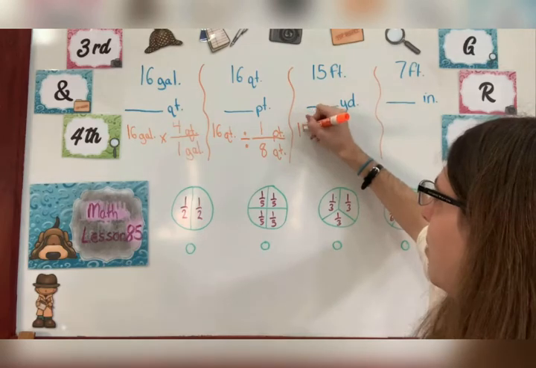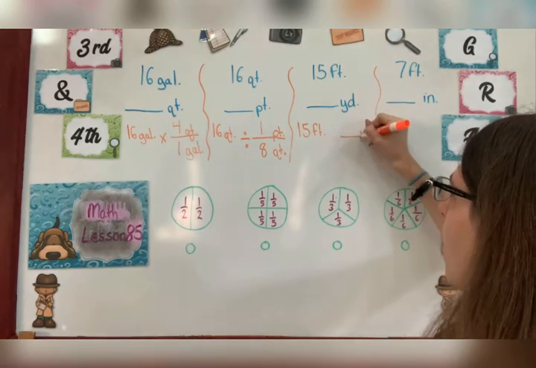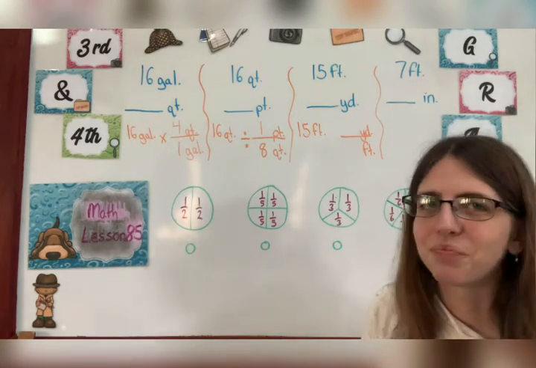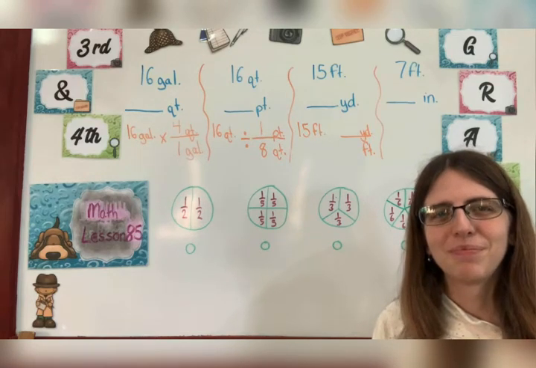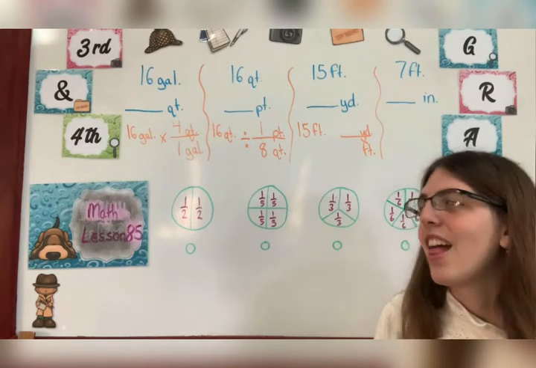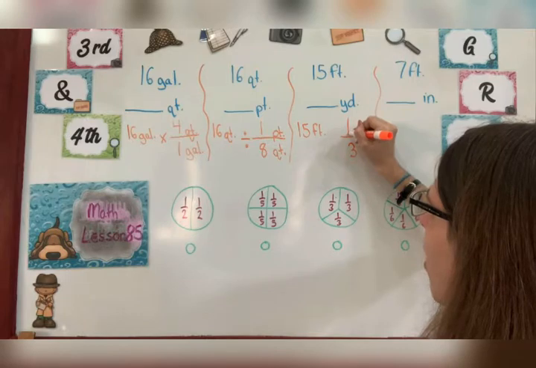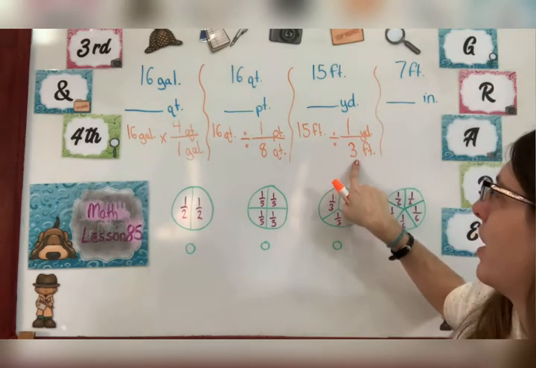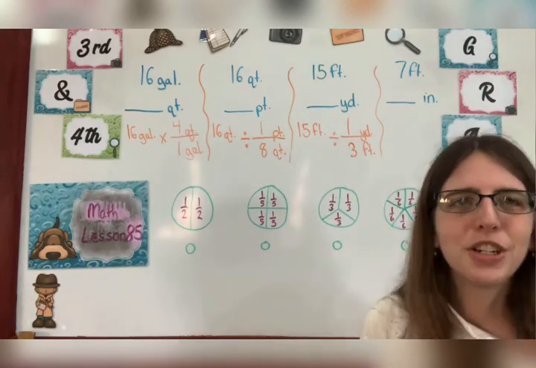Okay, now I'm going to change from 15 feet to yards. So set up your problem. 15 feet, changing it to yards from feet. Okay, what's my conversion factor? There are 3 feet in 1 yard. Since my number that's bigger than 1 is on the bottom, I divide. So divide 15 by 3 and put your answer in the blank.